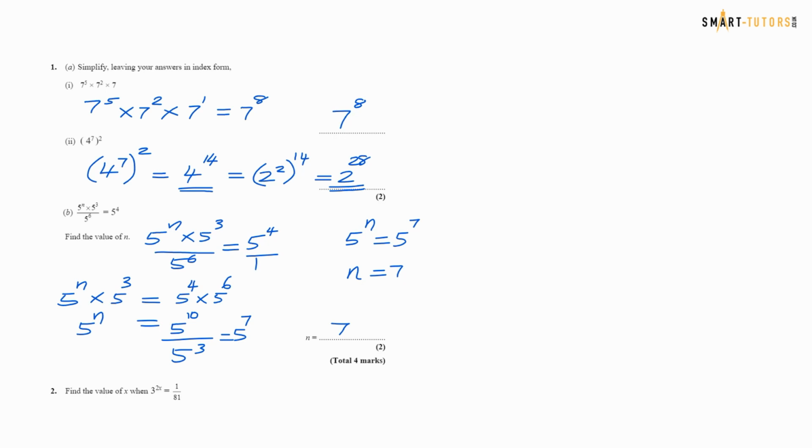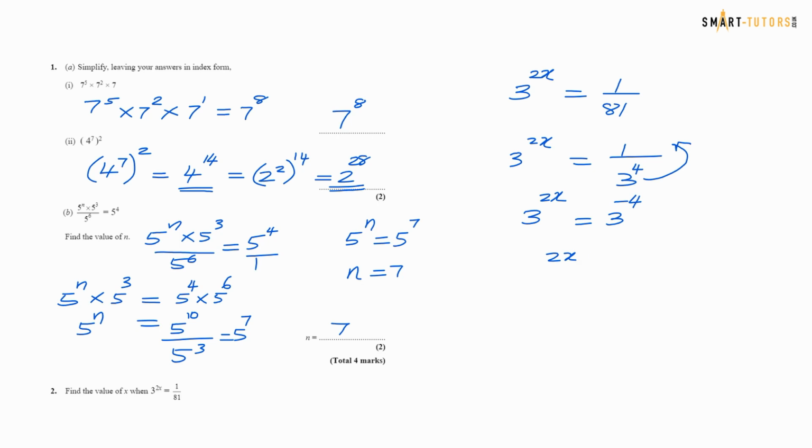Question number 2, I'm going to do it here. 3 to the power 2x equals 1 over 81. So for 3 to the power 2x, you need to remember these powers. 81 can be written as 3 to the power 4. If you bring this up, it will turn into 3 to the power 2x equals 3 to the power minus 4. Now the bases are the same, so 2x equals minus 4, so x equals minus 2. That is our final answer for question number 2.